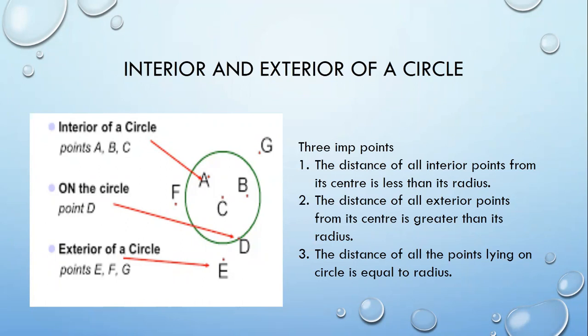The distance of all the interior points from its center is less than its radius. So if inside the circle, if any point is there, and if we will measure it from the center, it will be always less than the radius. Similarly, if exterior any point is there, then it will be always greater than radius. And the distance of all the points lying on a circle is equal to radius. Clear? So these 3 points are very important.